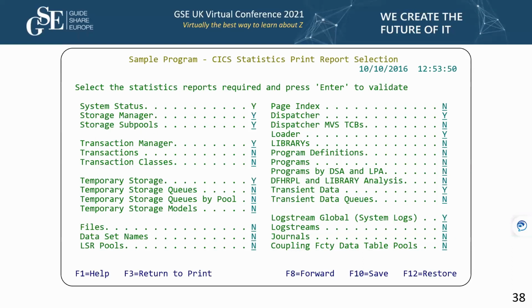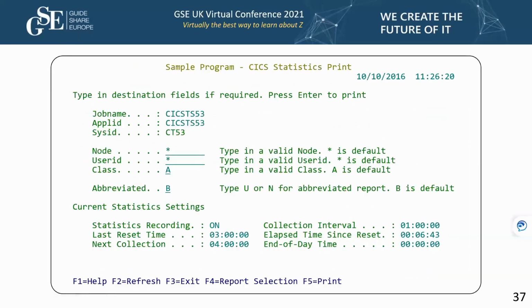You can get a page index. You can get information on library definitions, programs, log streams, journals, right? When you change any of these things from yes to no, you must hit PF10. A lot of people don't realize that, but you have to hit PF10 to save the changes you've made. Once you do that, you hit PF3 to return to the page before, which will take you back here. And then you must hit PF5 right over there to print it.